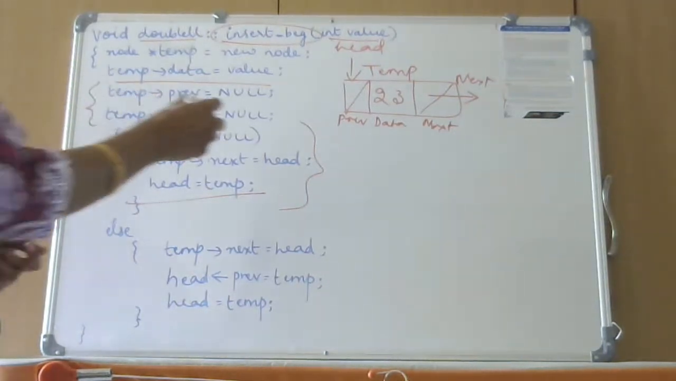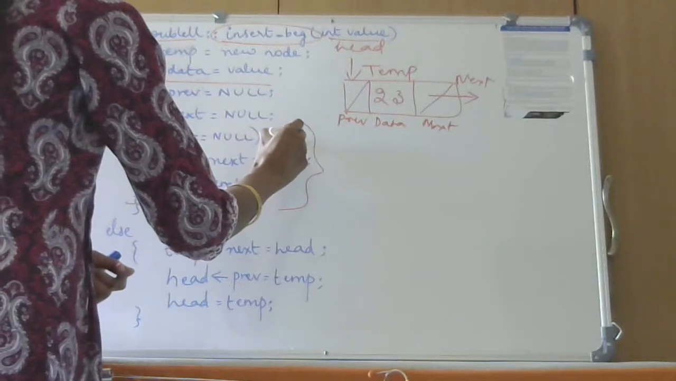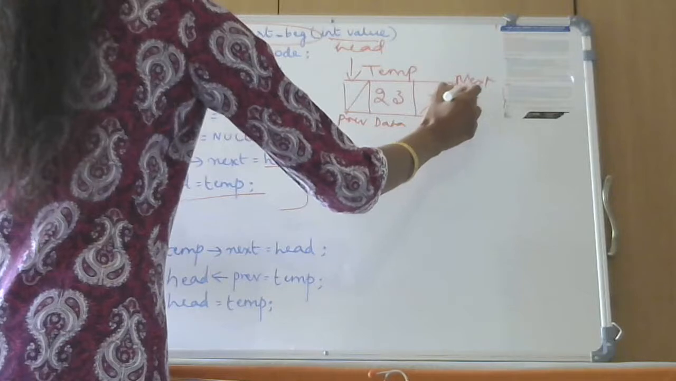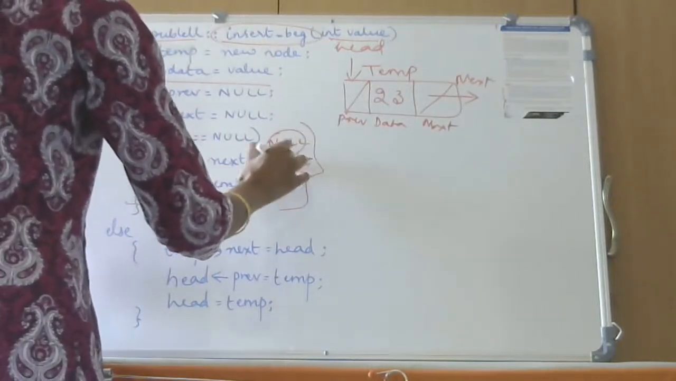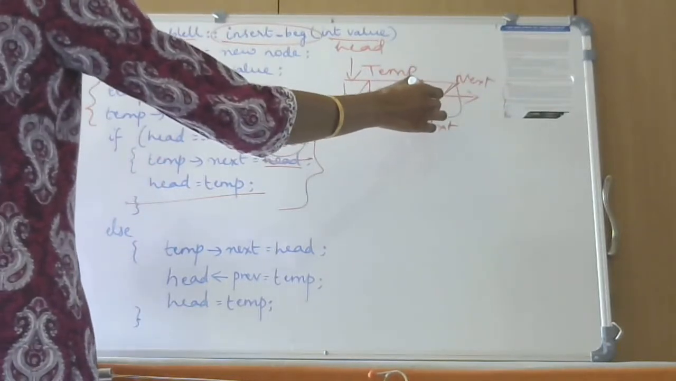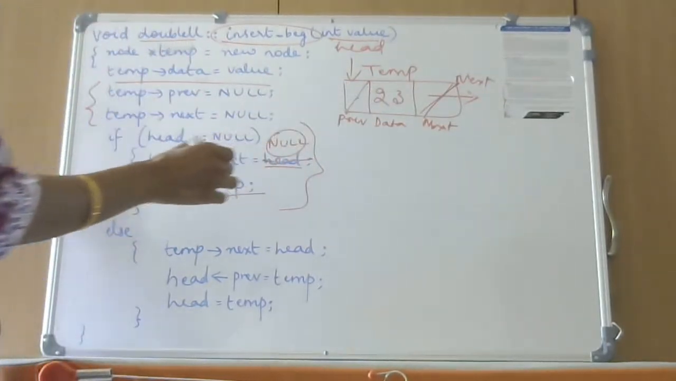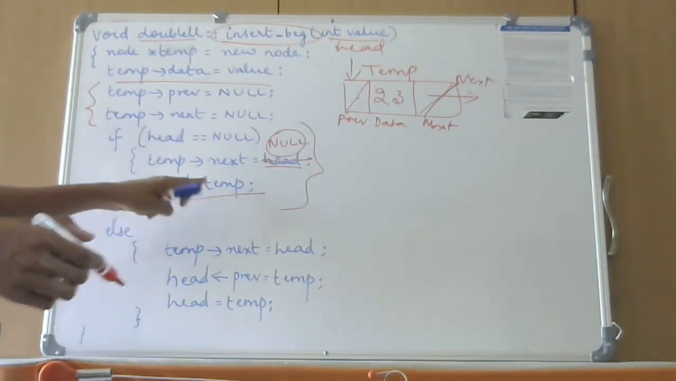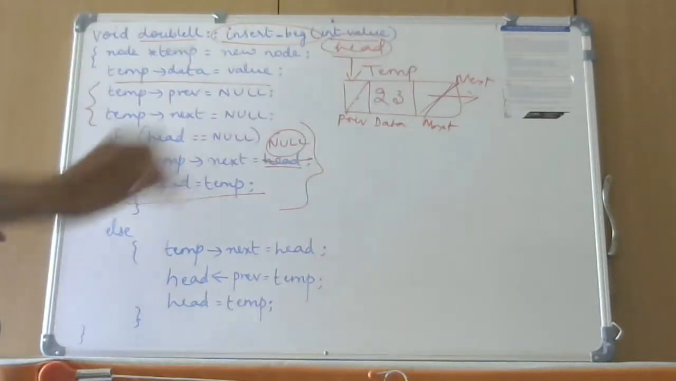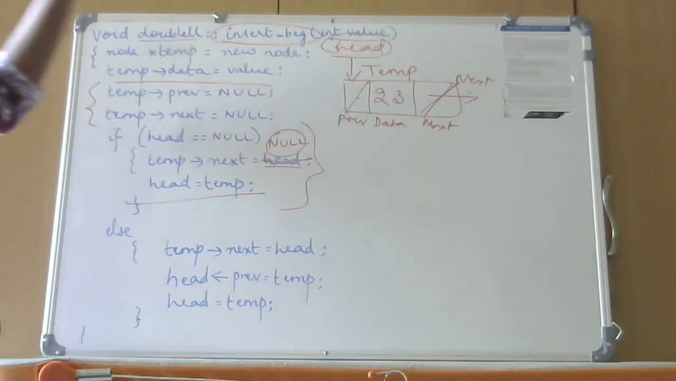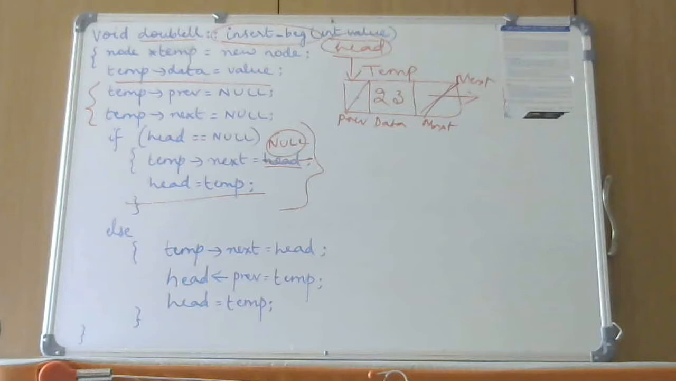I think this temp of next should be equal to null, because you don't have any other nodes, so this will be null, not head. Temp of next will be equal to null because you don't have any other node. Temp of previous will also be null, that we have already done. But head is going to be temp, means head is pointing at this location. Now, if this is the case, if it is the first node in the list, that means the list is empty and you are inserting the first node.